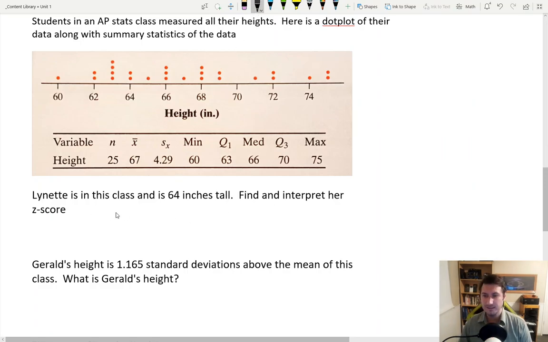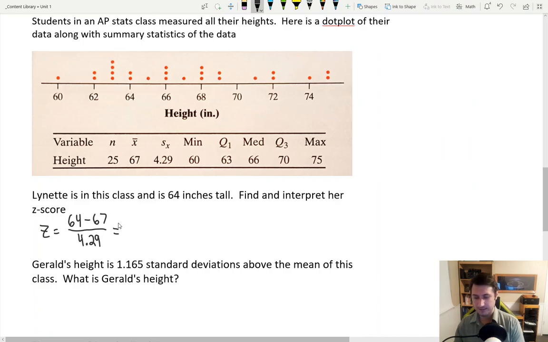So Lynette is in this class and is 64 inches tall. Find and interpret her z-score. So the z-score is equal to her value, which is 64, minus the average, which is 67, divided by the standard deviation, which is 4.29. So when you type this into your calculator, be careful with order of operations.